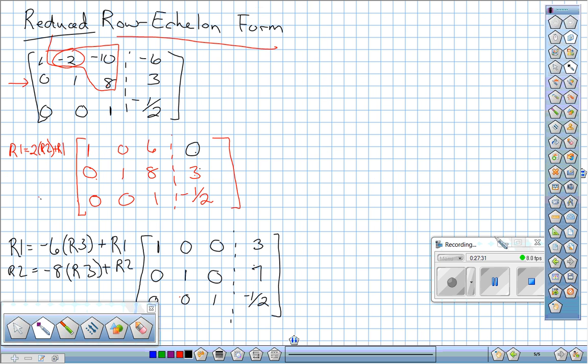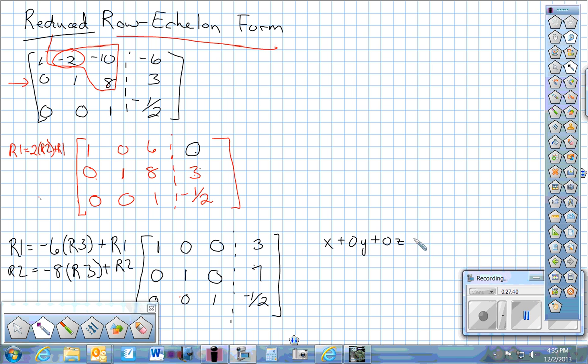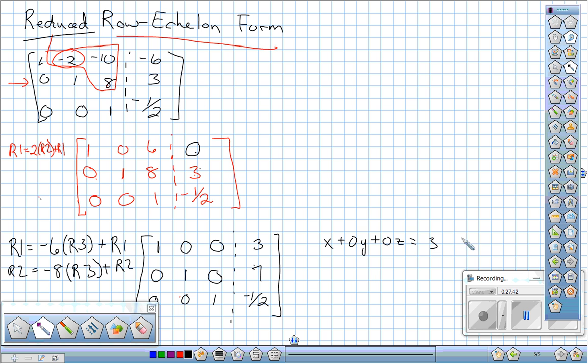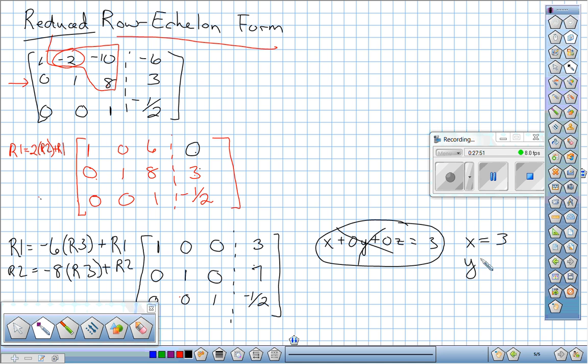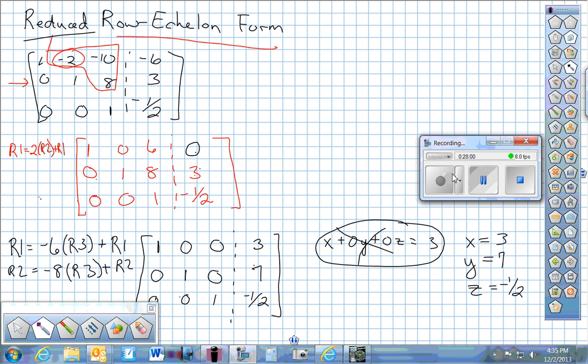What this actually tells me is that x plus 0y plus 0z equals 3, which really just means that x equals 3. I don't have to write out this whole equation, and that's precisely why I'm not doing this. I have y equals 7 and z equals -1/2. I want you to be able to check yourself in the calculator, but you still need to be able to do it out by hand.